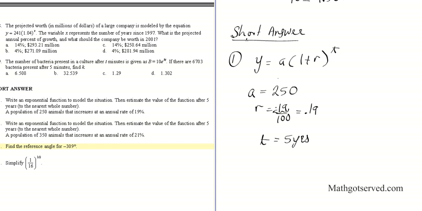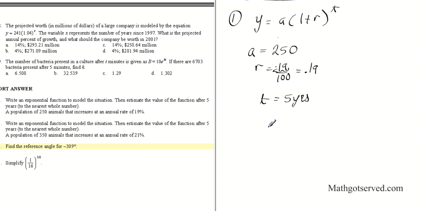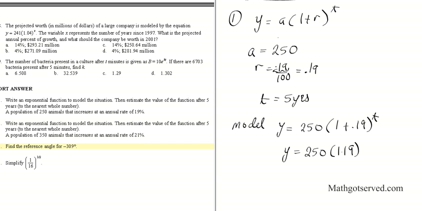Let's write down the model first. The model is the equation for any arbitrary t. So this is the model. The model is y equals 250 times 1 plus 0.19 to the t, which can be simplified further into y equals 250 times 1.19 to the t power.